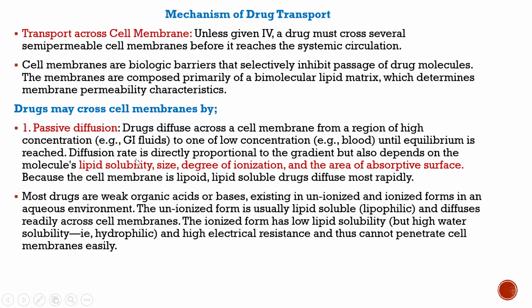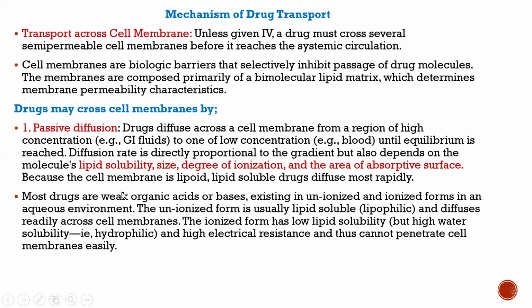So diffusion rate is directly proportional to the gradient, but also depends on the molecule's lipid solubility, that is, whether it's a lipid soluble drug or not, on the size, also on the degree of ionization, and then the area of absorptive surface. So these are different factors that can affect how a drug can be diffused in the cell membrane.